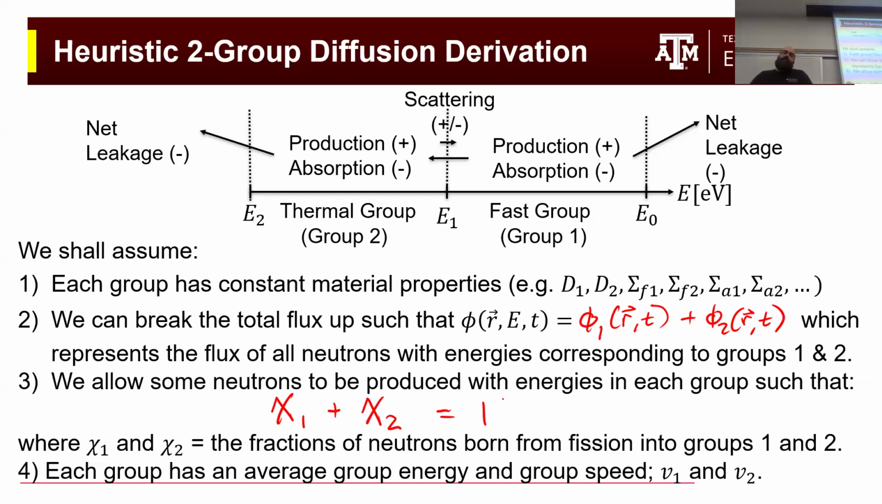It's probably a lot more likely that my neutrons are born into the fast group than into the thermal group. So maybe chi1 is 0.9 and chi2 is 0.1. But whatever those two things are, they have to add up to 100% probability, accounting for all of the neutrons born out of fission. And then thinking about speed, because these are groups of neutrons with a range of energies, we'll use a V1 and a V2, which will represent the average speed of the neutrons in our groups.